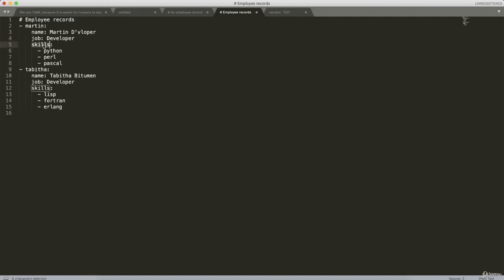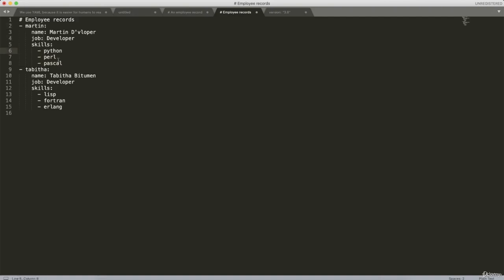Now you can see that under the skills we have a list, which is Python, Perl, Pascal. But here you can see that the Python and Perl and Pascal have 2 spaces as well, like this. 2 spaces, 2 spaces, and here is 2 spaces, and all of that is subjected under the skills, and the skills subjected under the Martin.